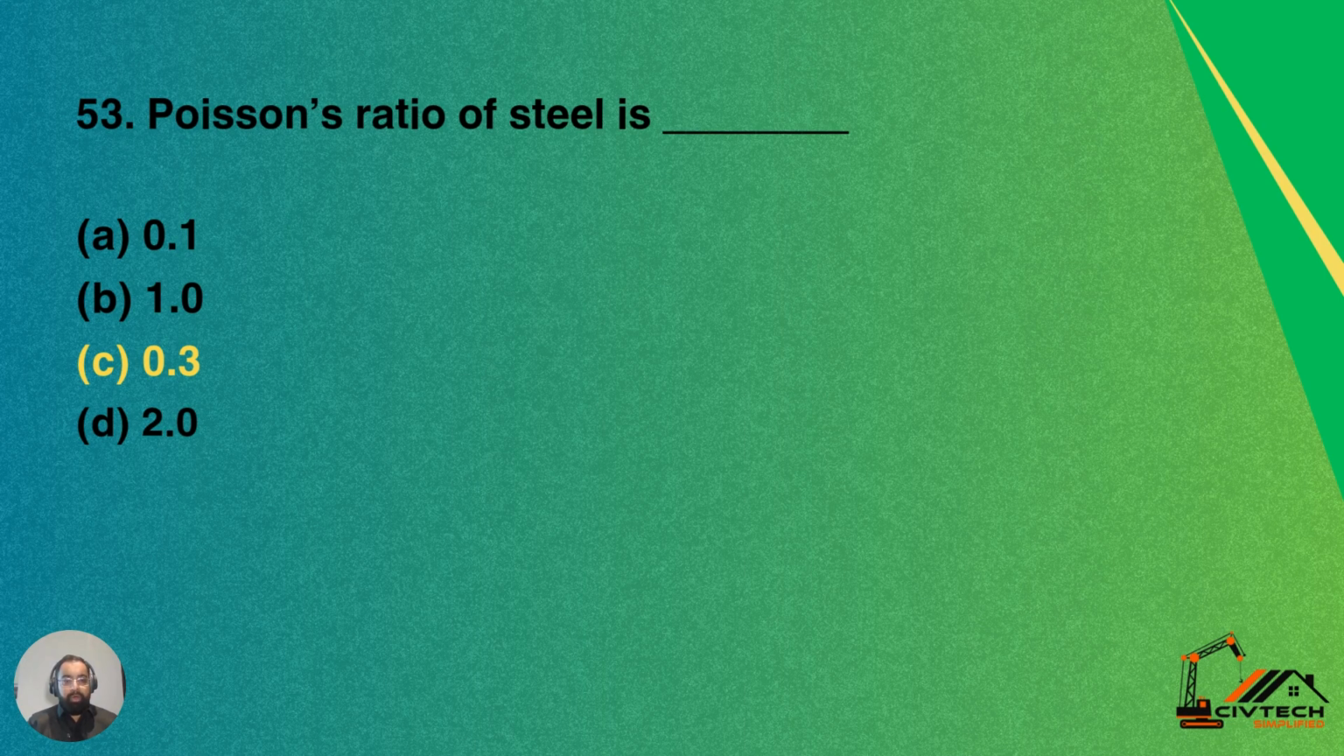Question 53. Poisson's ratio of steel is dash. What is the Poisson's ratio of steel? Option A 0.1, option B 1, option C 0.3, option D 2. So Poisson's ratio for steel is 0.3. C is the correct answer for this question.